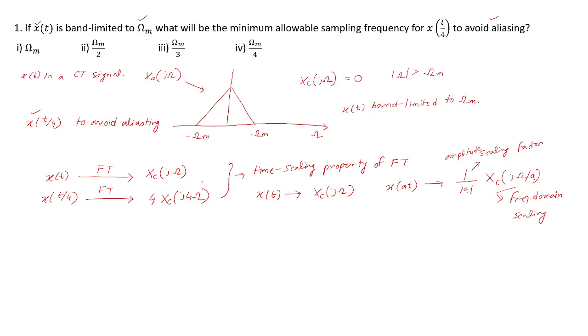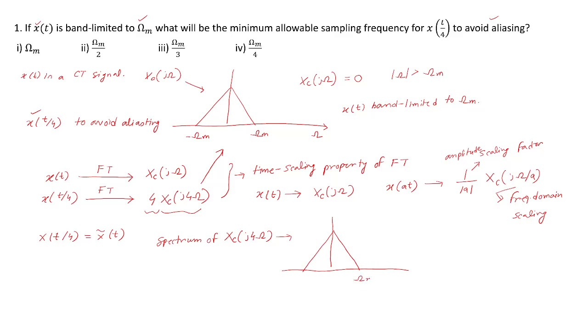Now if I try to find the correlation between this and this, let us denote x(t/4) as x tilde of t, then its Fourier spectrum is going to be Xc of j4 omega. So let me draw the spectrum of Xc of j4 omega. As of now, I am not considering this scaled amplitude factor 4. You can add this anytime. This we can correspond to like this: omega m by 4, minus omega m by 4.